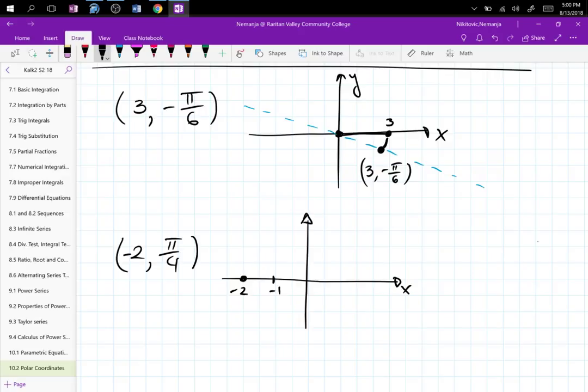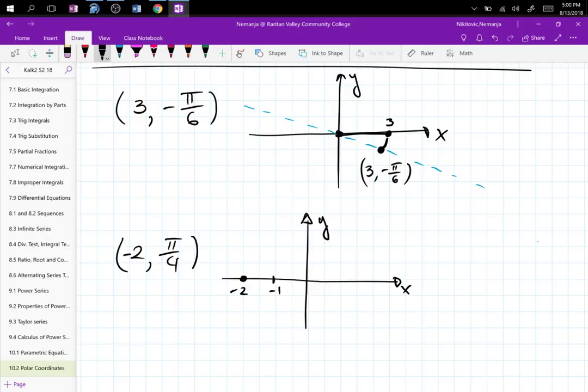Why are we on the negative x-axis? Because we have a negative number for the radius. Radius cannot be negative. Radius is length. Radius is always positive, right? But if you have a negative number, that means it's forced to be on the negative x-axis. So there you go, negative x.